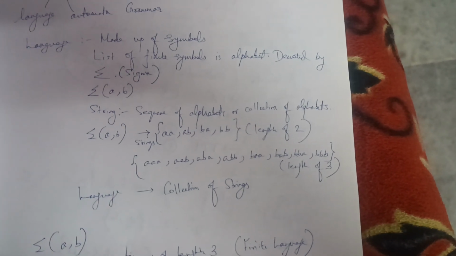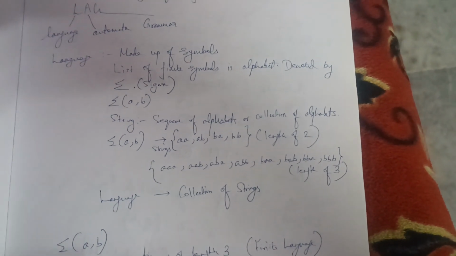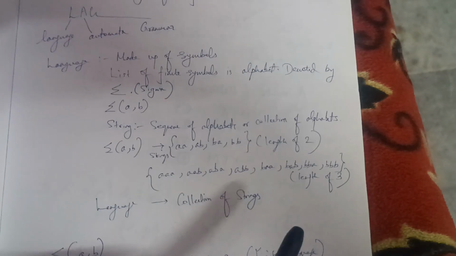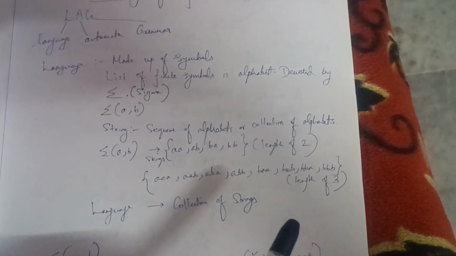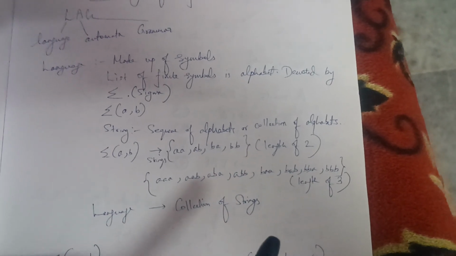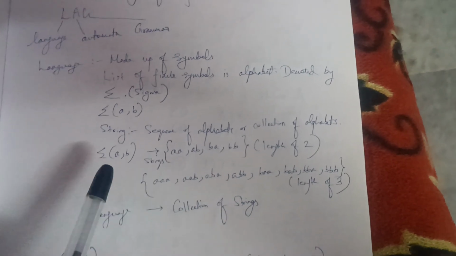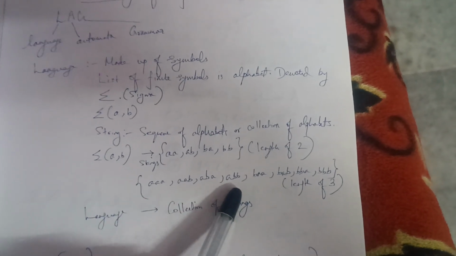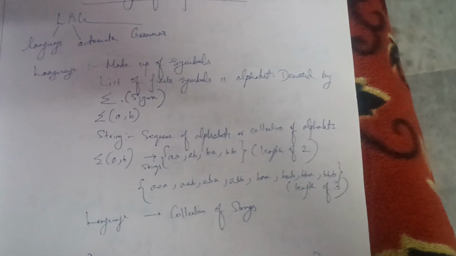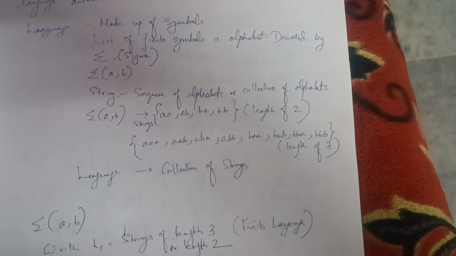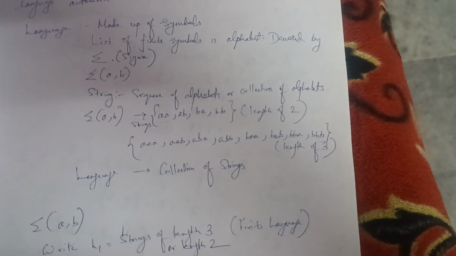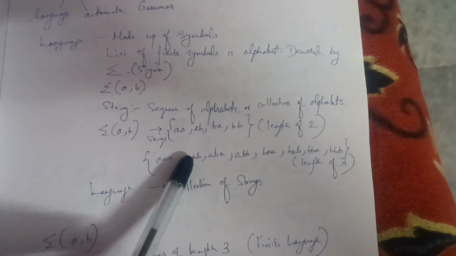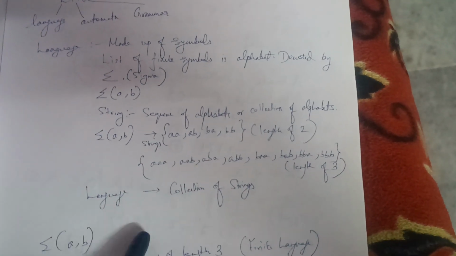And if you want to make a collection of strings having three alphabet symbols, then you can make it this way: aba, bab, bba. So what is a language? A language is a collection of strings. So these are all strings, and a language is a collection of strings.